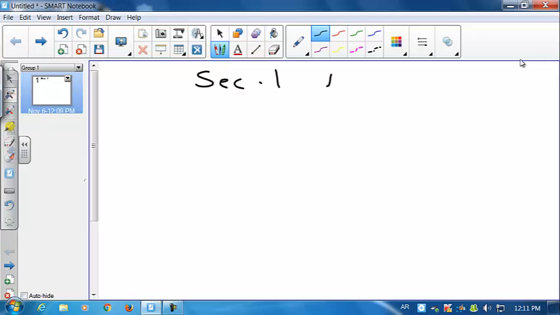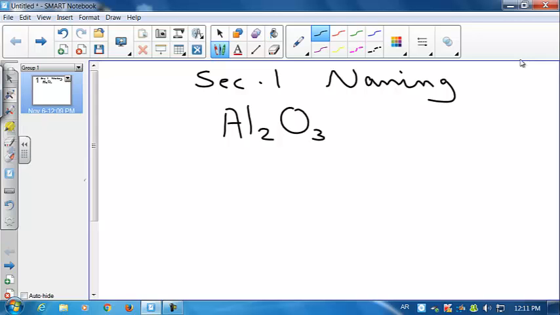Section 1, naming. Using chemical formula for chemical compounds is really important because it gives a lot of information. For example, when I say Al2O3, how much information can I get from this formula?